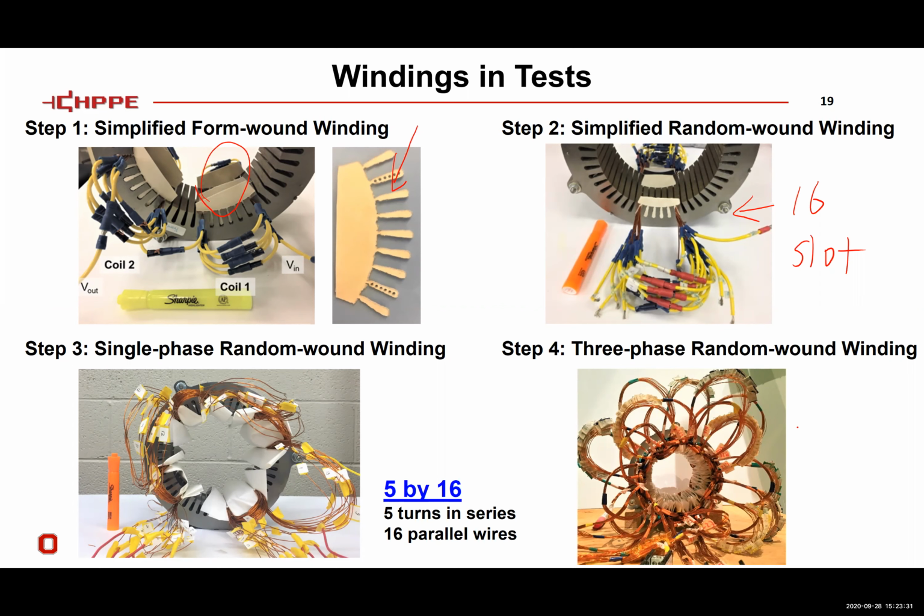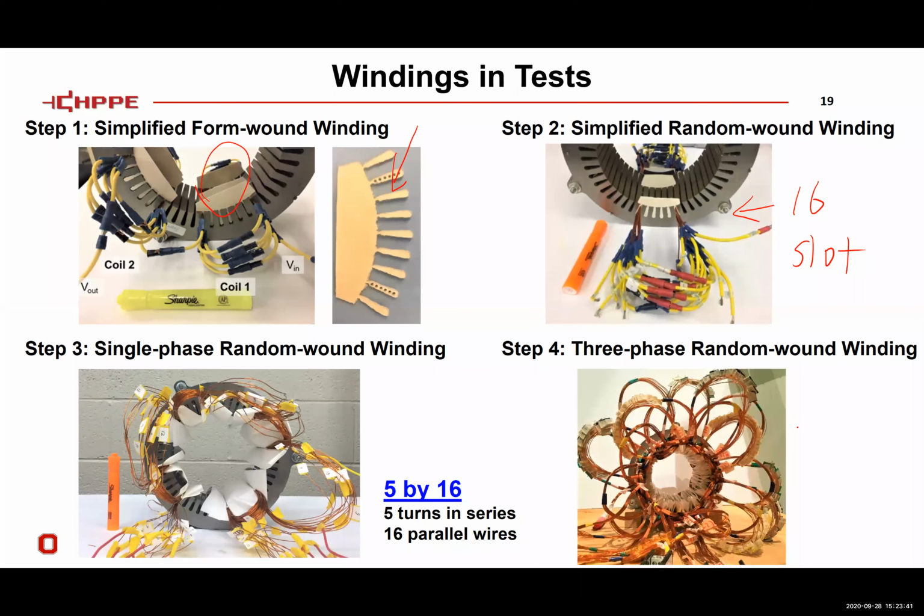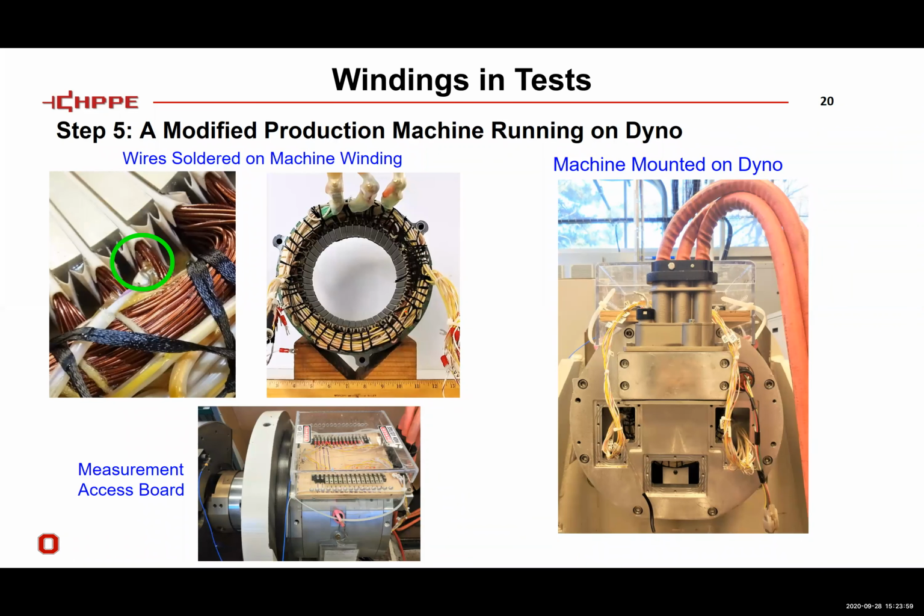Then after we tested all 4 cases, we also tested a production motor. The difference is that everything we wound here has really long end windings, and we don't know if the behavior of the voltage stress or voltage propagation will look the same as what we see in production motors. Production motors have much, much shorter end windings. That's why at the end, we also tested a production motor.